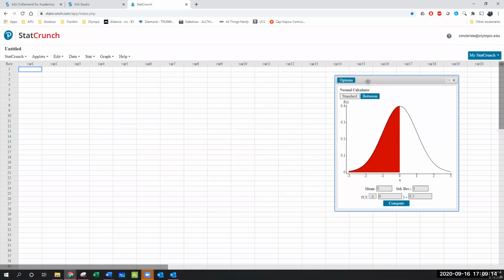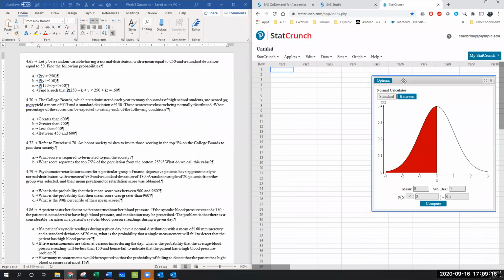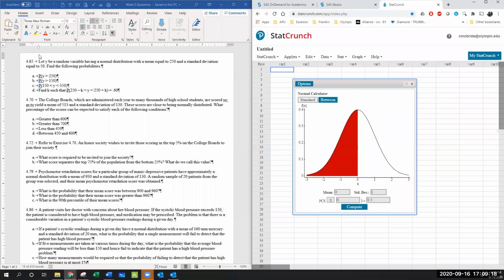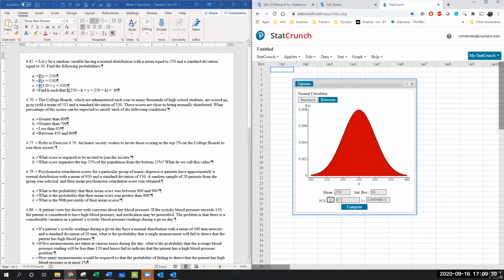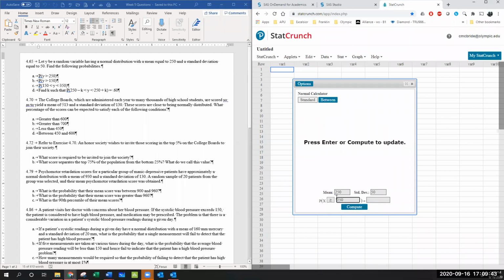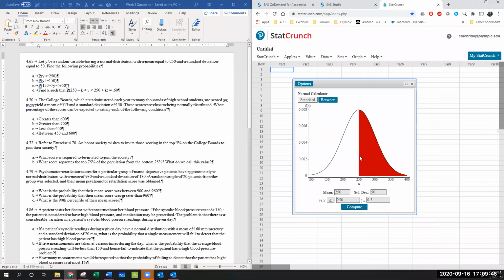And let's just put this next to the homework question. So for instance, let's say we were doing 465 part A, which of course is also one of the questions that we're supposed to do in the final project. So our mean is 250, our standard deviation is 50, and we want to find the probability that X is greater than, well, 250 is silly, but we'll do it anyways, 250. The reason why it's silly is because we get exactly half.